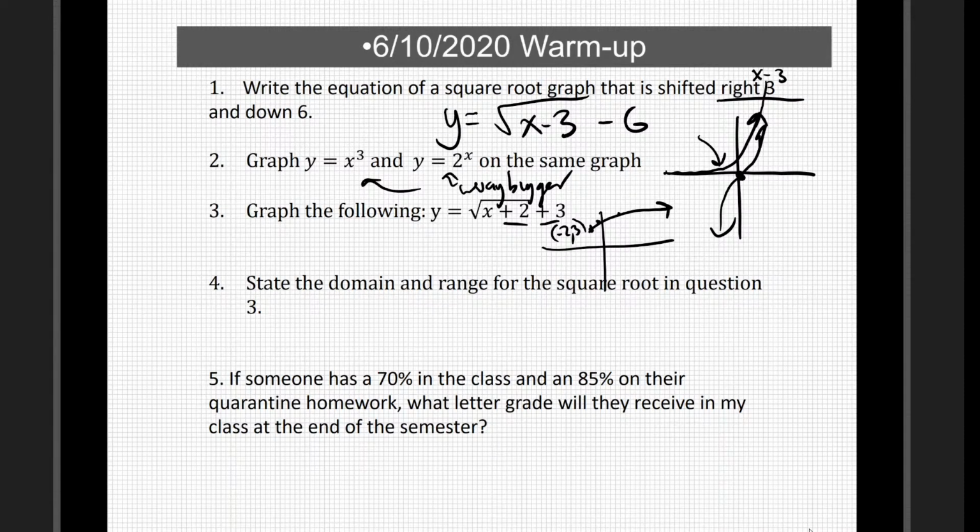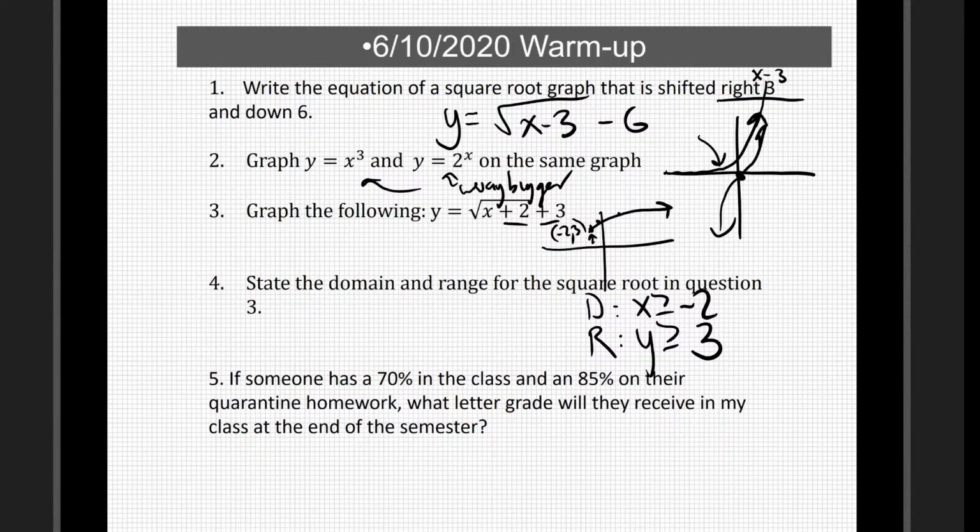Next one says state the domain and range for the square root in question 3. So the domain for this square root is, since it's... Oh no, I left it on eraser. Good thing there's an undo button. Alright. Since this thing starts at -2 and then goes to the right forever, our domain is just x is greater than or equal to -2. Our range is we're starting at our lowest y value, which is 3, and we're just greater than or equal to that value. And that's it for domain and range.